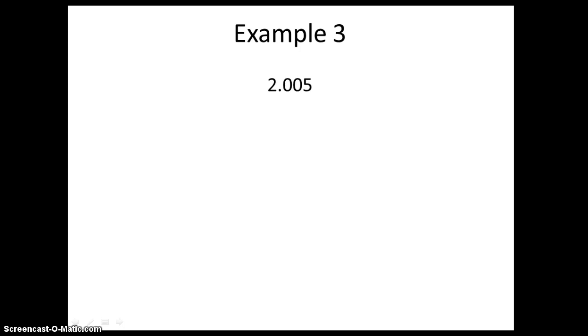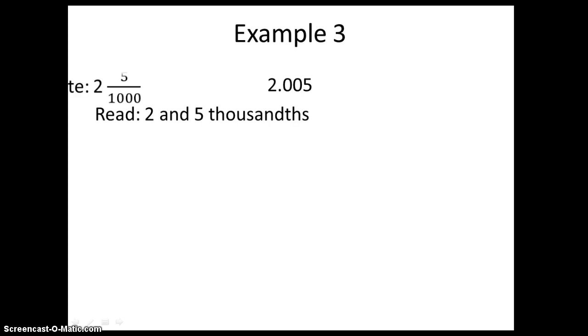Example 3. Here we have a decimal 2.005. We would really read that as 2 and 5 thousandths since the 5 ends in the thousandths place. So to write that, we'll actually have a mixed number. The 2 is going to be a whole number, and then the 5, which is our decimal part, is going to go over the place value of thousandths or 1,000. So here we have 2 and 5 over 1,000 as our fraction.